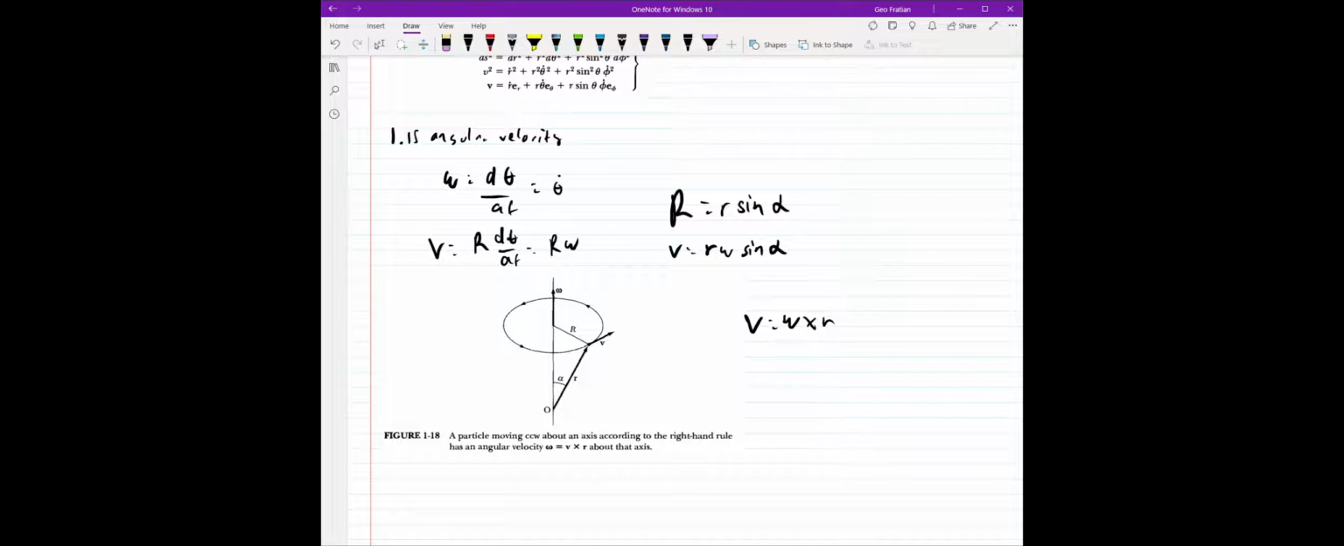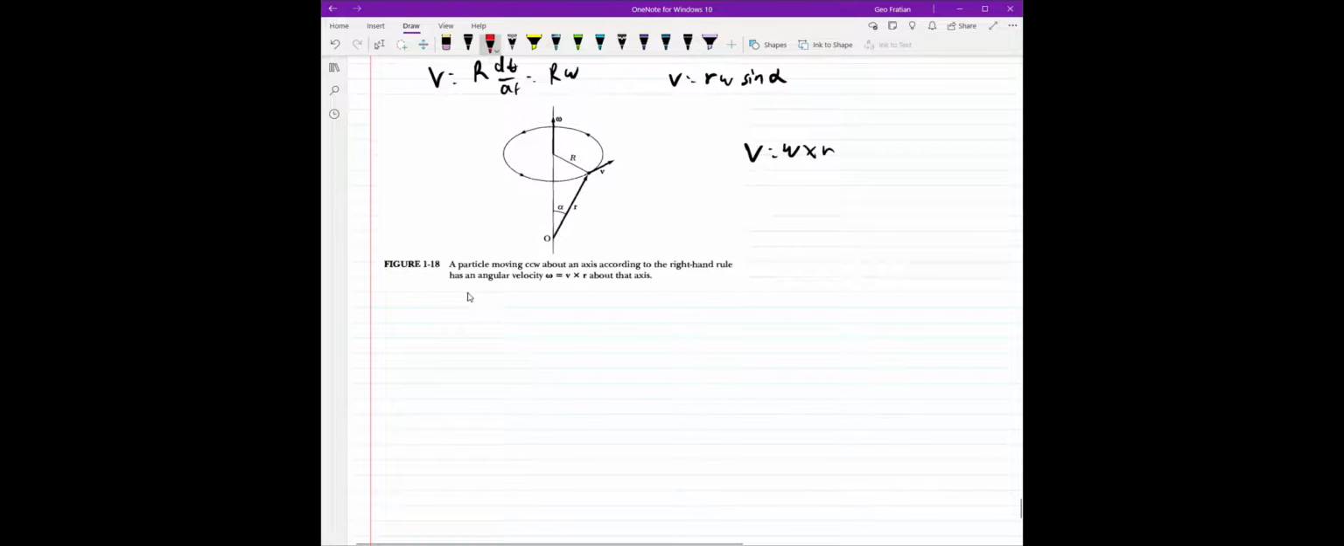We'll skip that. Okay, there's some explanation about how you can derive it differently, but let's move on to the gradient operator, which is a very useful operator.